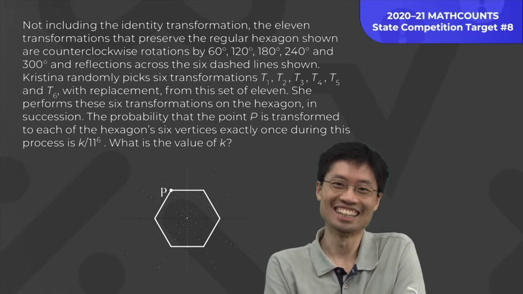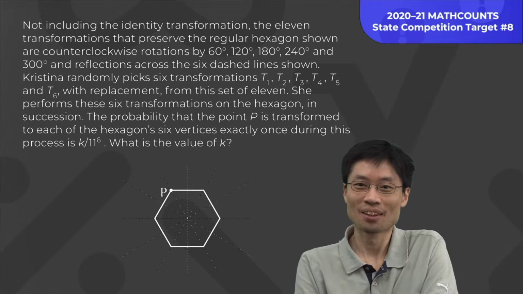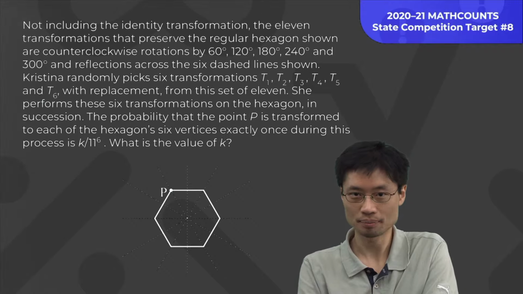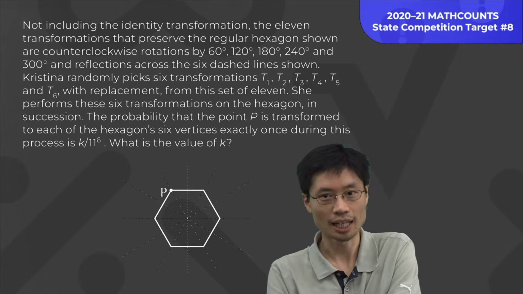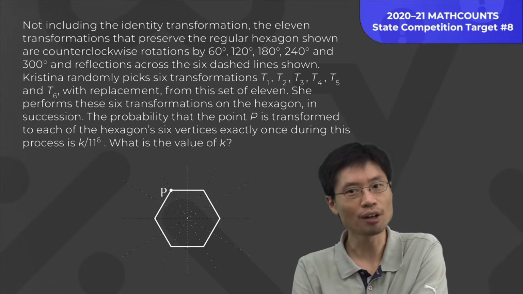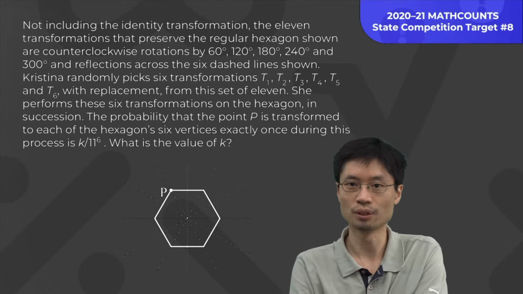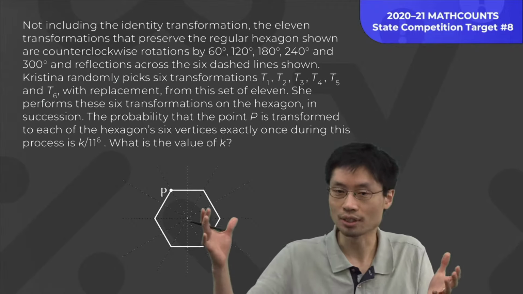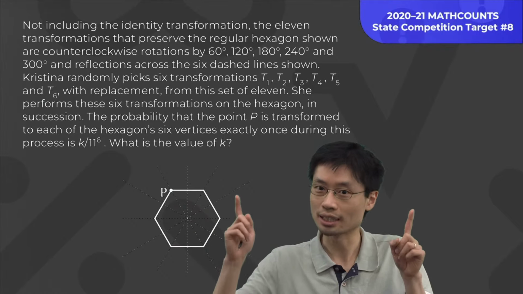What? Okay, so I need to go and find out how can I make P bounce to each of these vertices. All right, let's start to take this apart. So what I want to know is I have these 11 transformations I'm allowed to make, and I want to know how far my point P can move during each transformation. Let's do it that way.